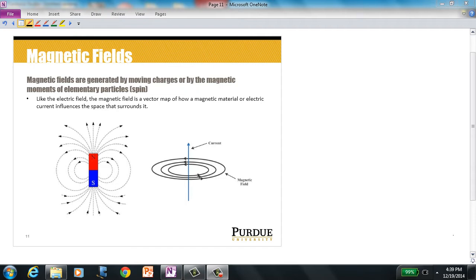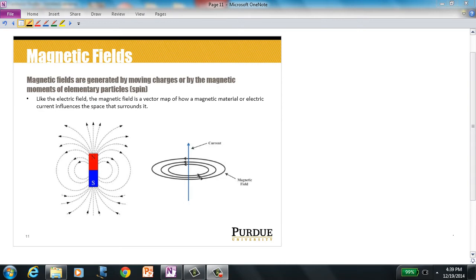Like the electric field, the magnetic field at any point has to be specified by both a magnitude and a direction, meaning how strong is the field and in which direction will it push a test charge. Remember, we say that the E field and the B field are therefore vector quantities.